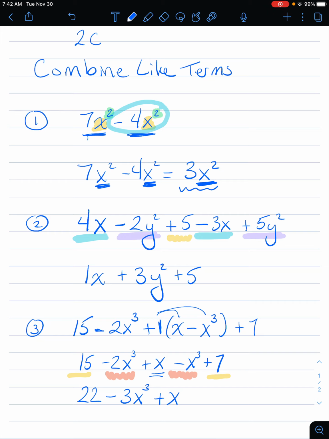Now, the next level to this is we want to put this in order from highest exponent on the variable to the constant. So that means this one would go in the front. Negative 3x cubed. Then we would put this next, plus x, and the last term would be this constant, plus 22. And this would be, the terms are all combined, and we have this in order from highest exponent to the constant.